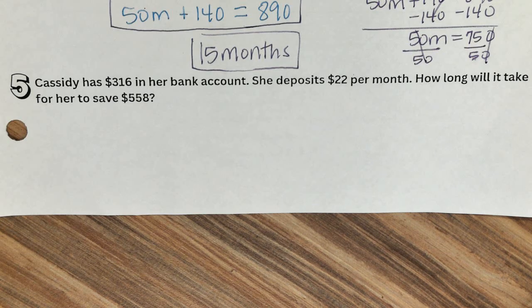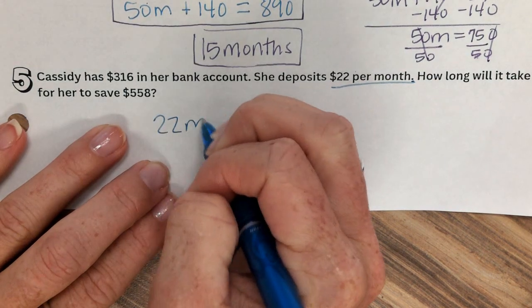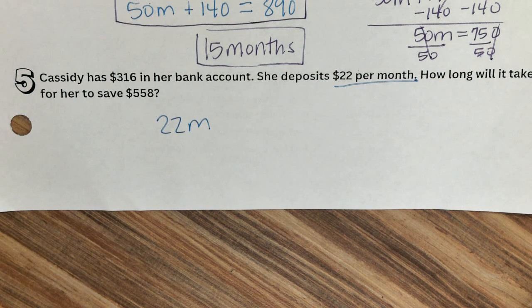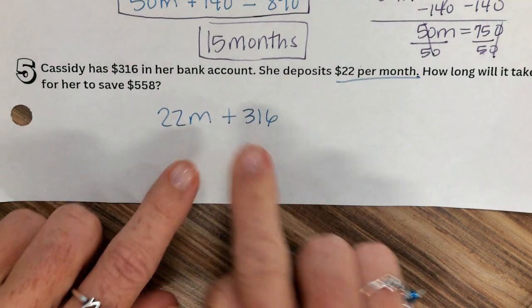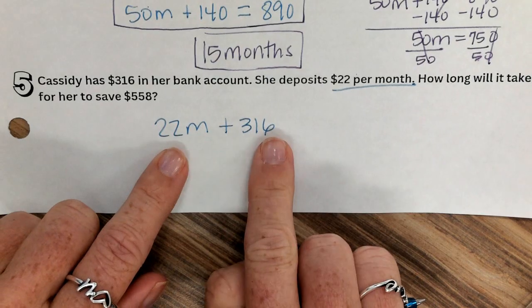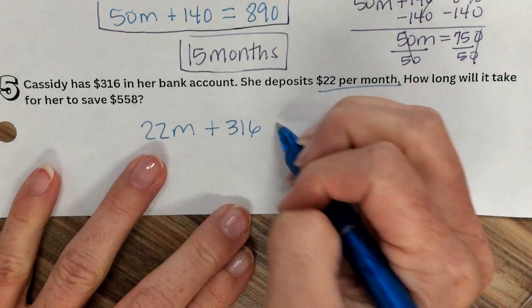Did y'all see the clue word that would help you know what number gets the variable? So you know right there, you're going to multiply 22 by the number of months. 22m. She already has $316 in her account. Plus 316. Because this is how much she's going to have total. We want to know how long it's going to take her to have 558.